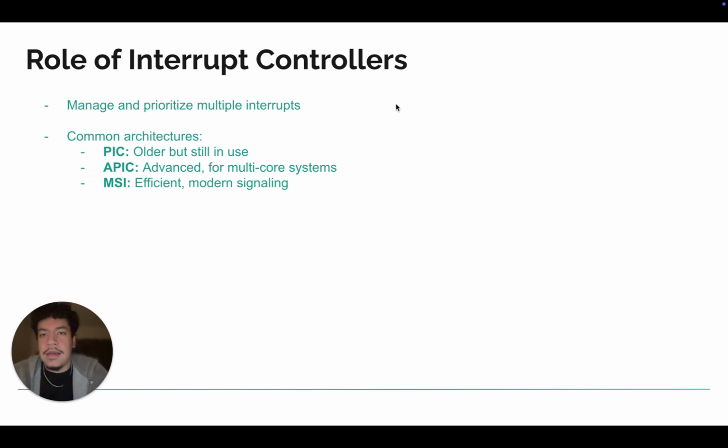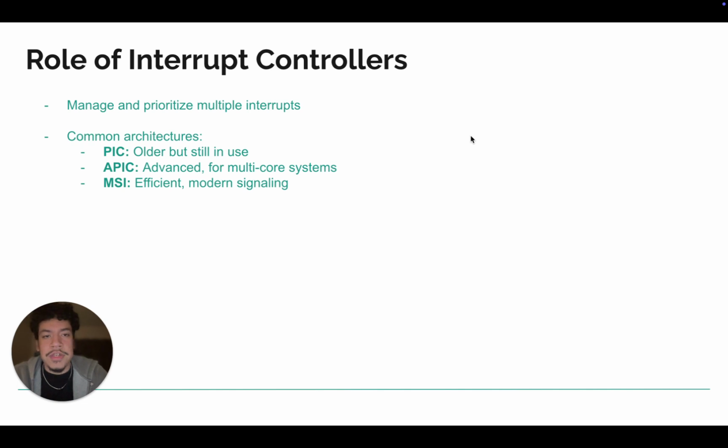And then we're gonna go over the role of interrupt controllers. So how do we keep track of all these interrupts? That's the job of the interrupt controllers. These devices manage multiple interrupt signals and decide which ones get passed on to the CPU and in what order.